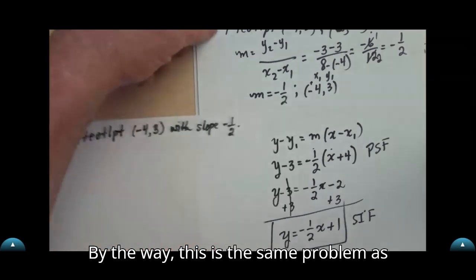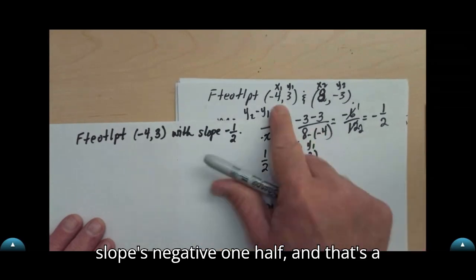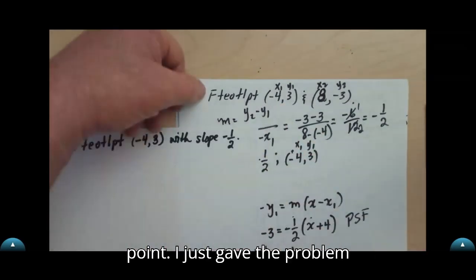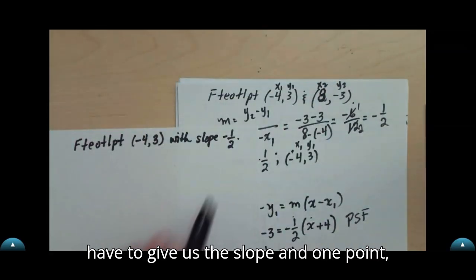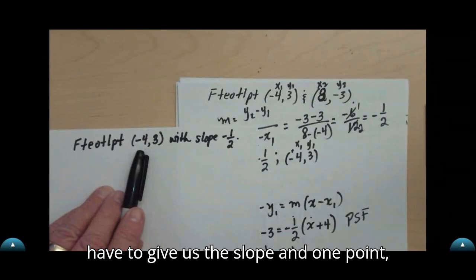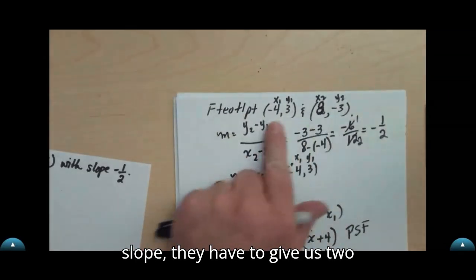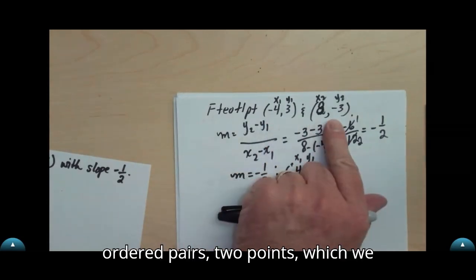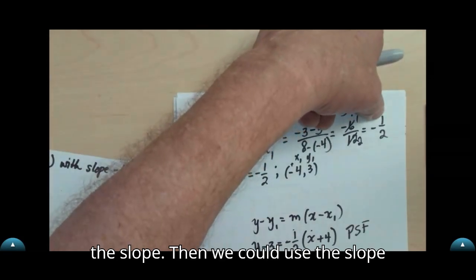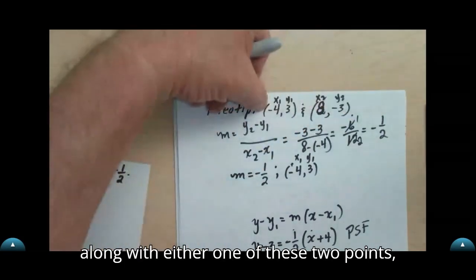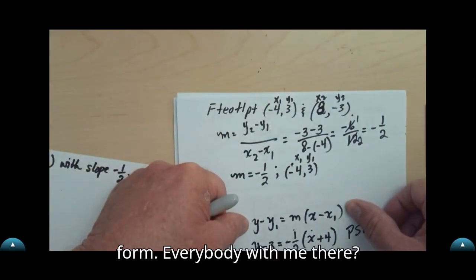By the way, this is the same problem as this one. Notice the slope's -1/2, and that's a point. I just gave the problem using different information because I wanted you to see it. But they either have to give us the slope and 1 point, or if they're not going to give us the slope, they have to give us 2 ordered pairs, 2 points, which we then could use to find the slope. Then we could use the slope along with either one of these 2 points to write the equation in point slope form. Everybody with me there?